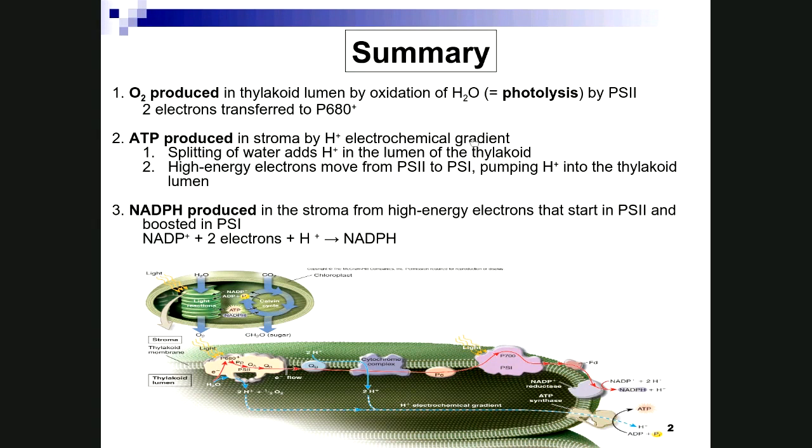Number one, we get hydrogen ions in the lumen by splitting water, and we're also getting more hydrogen ions into the lumen of the thylakoid because they are pumped from the stroma. This happens mostly at photosystem 2, and then at photosystem 1, NADPH is produced. Electrons are received here.